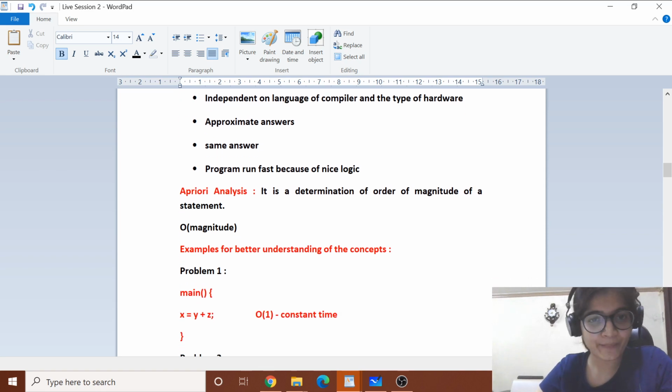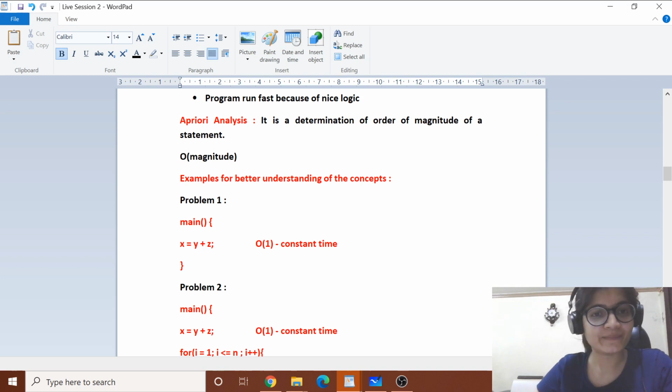I gave a very good example to you that everyone can't buy that super computer, but everyone has its own brain to write a nice logic. And after that we move towards a priori analysis, which is basically a determination of order of magnitude of a statement. And I explained this statement really well. Like, this is the bookish language, but what's the meaning of that particular statement is कि एक particular program के अंदर statement कितनी बार run हो रही है, that is the complexity part.